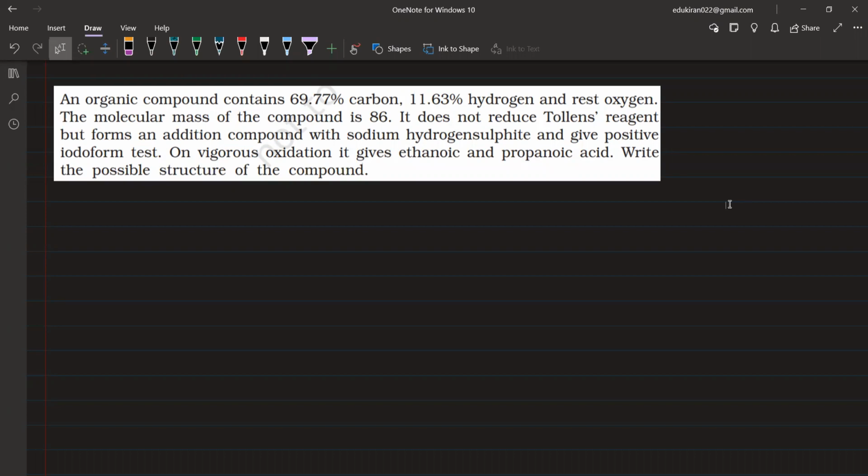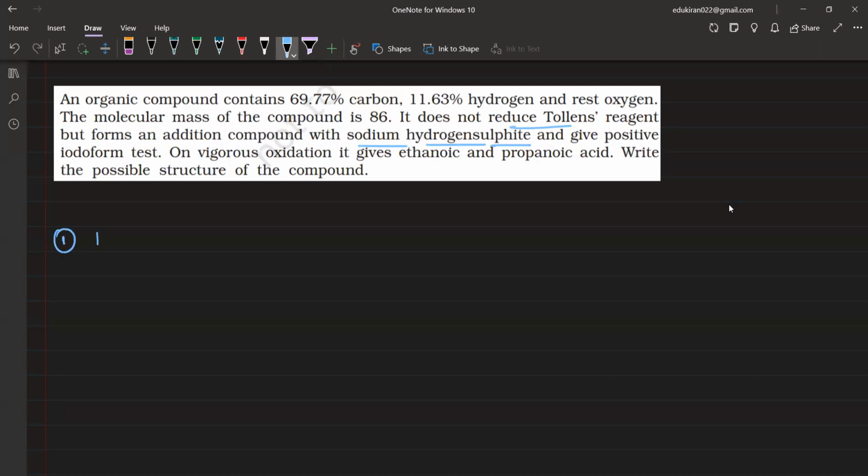Okay. So see, the main important statement here is it does not reduce Tollens reagent, but it forms addition compounds with sodium hydrogen sulfite. Sodium hydrogen sulfite is an example of nucleophilic addition reaction that we have done in the last lecture. Okay, that means it is either an aldehyde or a ketone, but it does not reduce Tollens reagent. That is why it is what? It is not an aldehyde, it is a ketone.